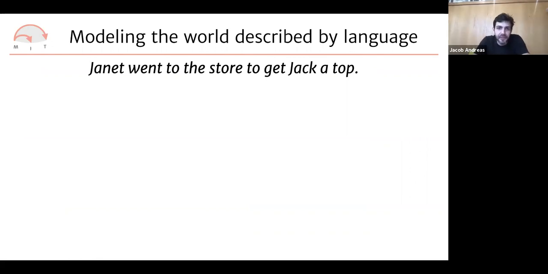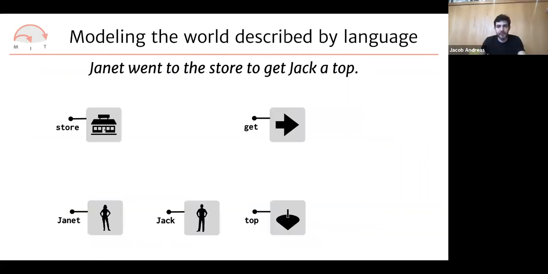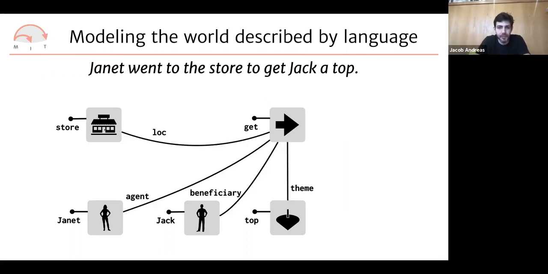So if we have the sentence, Janet went to the store to get Jack a top, we're going to imagine that that sentence calls into existence some sort of structured description of the current state of the world that we can represent as a graph, and the graph might look a little bit like this. So in this world, there's a store, there's Janet, there's Jack, there's the top, and there's some sort of getting event that relates all of these things to each other.